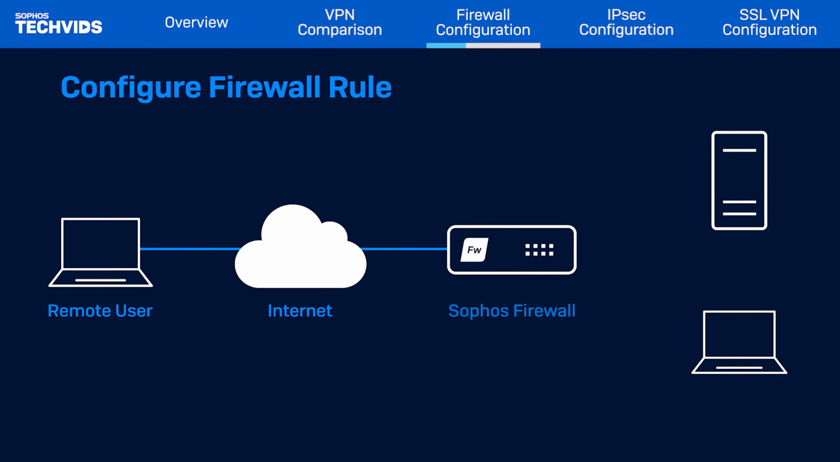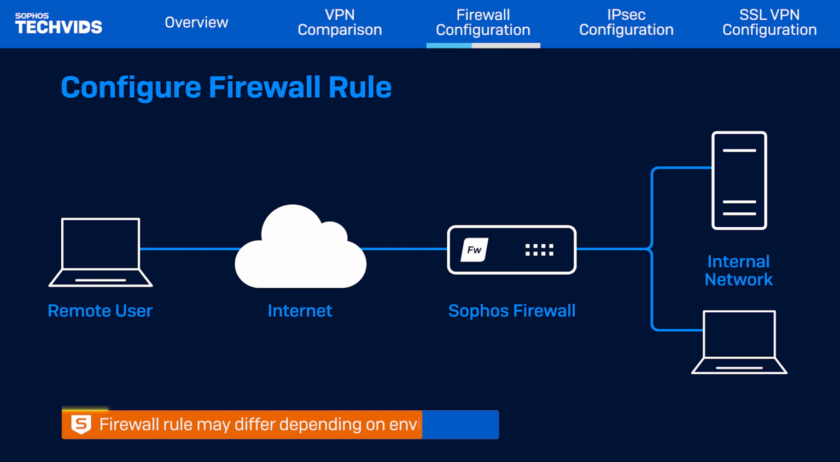Next, configure a firewall rule. The policy created allows traffic from the VPN to the LAN and DMZ, since remote users need access to these zones. Note, this rule may differ depending on your environment, so make any required changes to suit your needs.